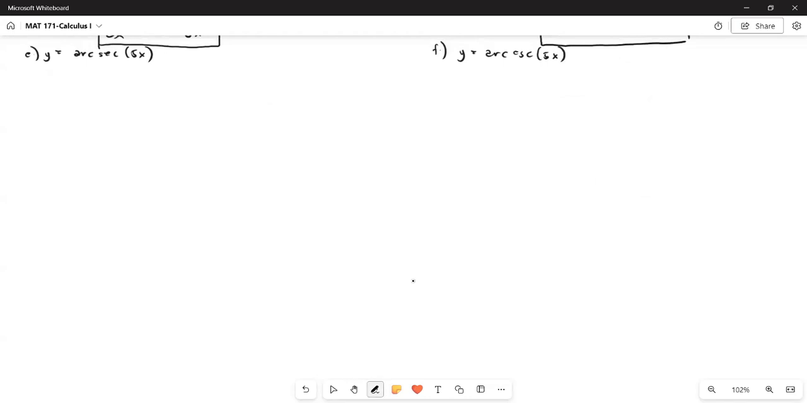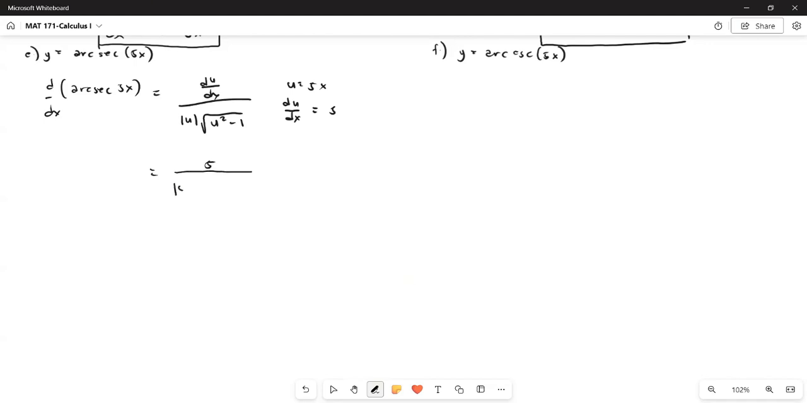Next, we have here y is equal to arcsecant 5x. So, ang formula natin na gagamitin is du over dx over absolute value of u square root of u squared minus 1. So, identify ulit natin yung u. Ito ay 5x. Tapos, derivative of u in terms of x is equal to 5. Substitute the value, you will have 5 over absolute value of 5x square root of 5x squared minus 1. Simplify natin, we will have 5 over absolute value of 5x square root of 25x squared minus 1. So, yan na yung ating final answer.